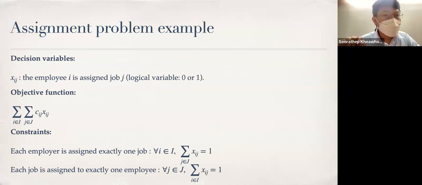If it is 1, it means that employee I is assigned to job J. If this value is 0, it means no. Okay, you got my point?